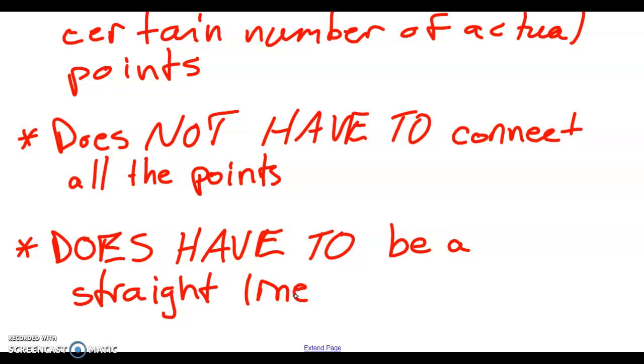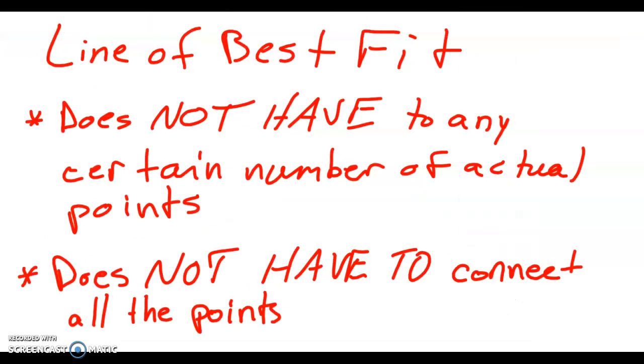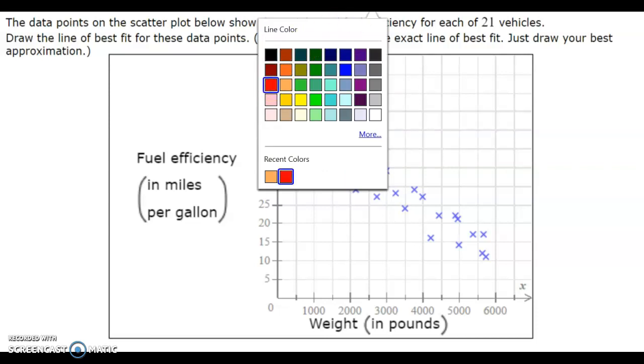Okay? So those are kind of the three main problems that we see when we're doing the line of best fit. So first of all, let's talk about that first one. It does not have to hit or go through any certain number of actual points. So your line of best fit might go right through everything and split everything right down the middle. You might not be going through any of those points.